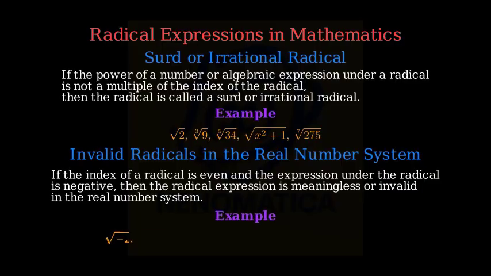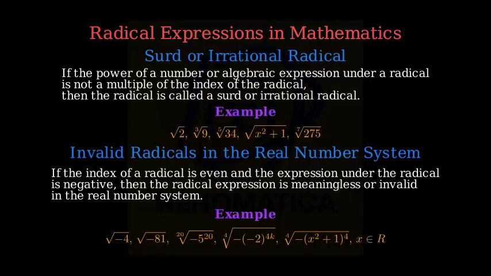For example, the square root of -4, the square root of -81, the 20th root of (-5) to the power of 20, the 4th root of (-2) to the power of 4k, and the 4th root of -(x squared plus 1) to the power of 4, where x is a real number, are all invalid in the real number system.